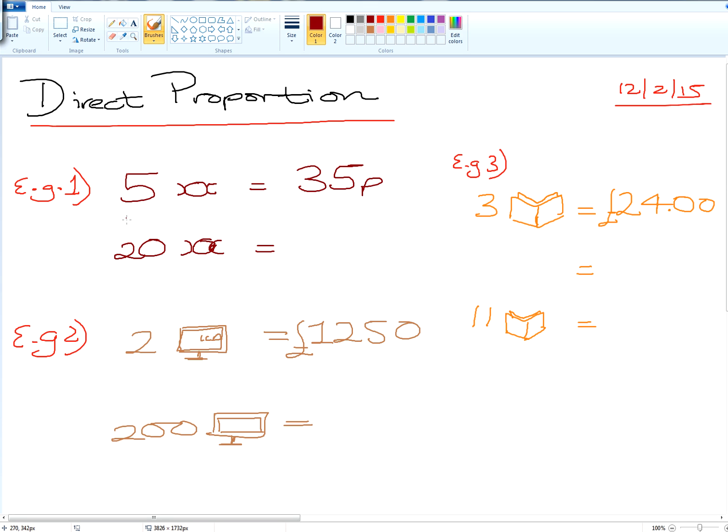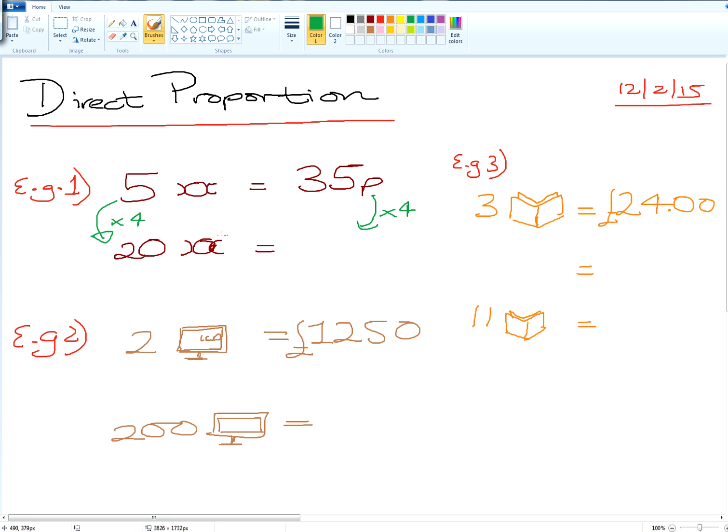Now, if we know the cost of 5 sweets, we can quite quickly work out the cost of 20 sweets by doing what, Moiz? Times by 4. Because we now have 4 times the number of sweets. So what will happen to the cost, Moiz? The cost will times by 4 as well. If you increase the number of sweets by a factor of 4, then increase the cost by a factor also of 4. So what we do to the left hand side, we do to the right hand side. This is called direct proportion.